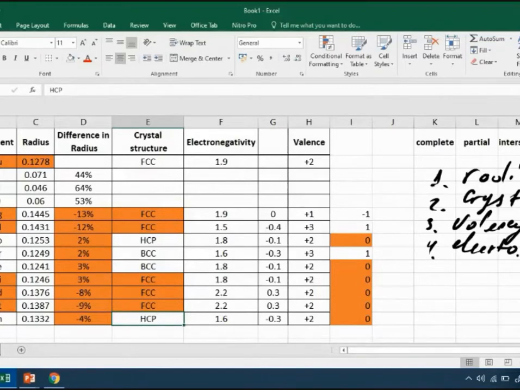What I'm left with, I have silver and aluminum, but these two have different valences, so these ones are also out. So what I'm left with, these three have similar radius, similar crystal structure, same valency. Let's look at electronegativity. The difference in electronegativity is 0.1, 0.0, and 0.3, which is not so great. So these three elements will create complete solid solution with copper.